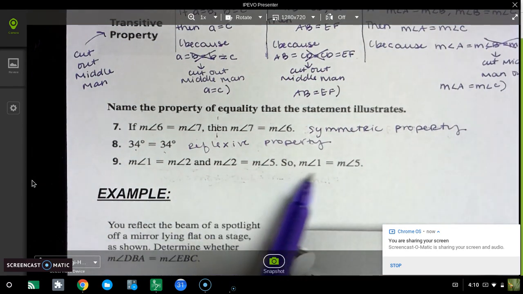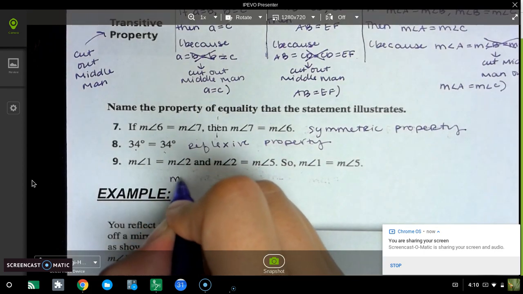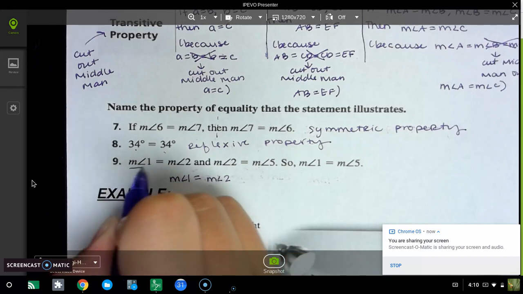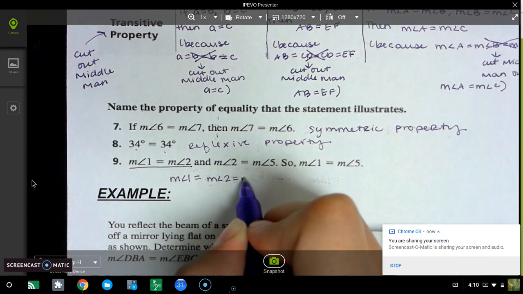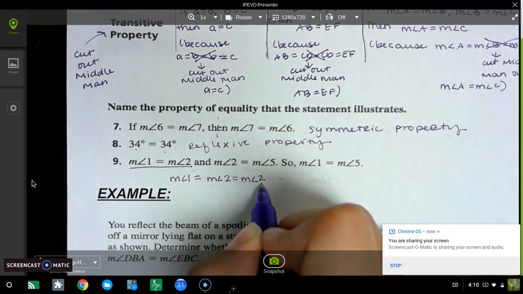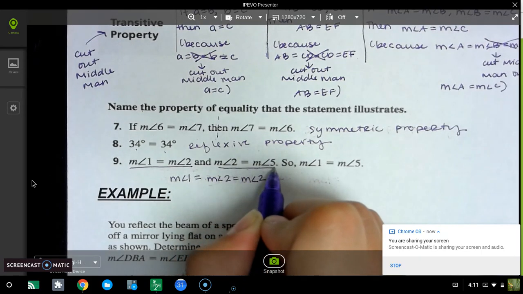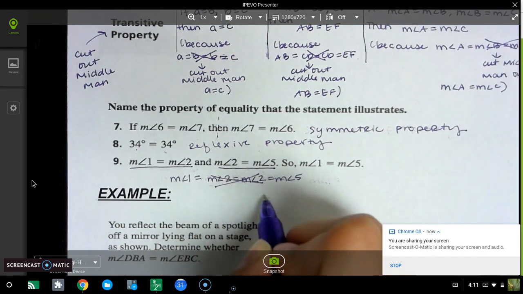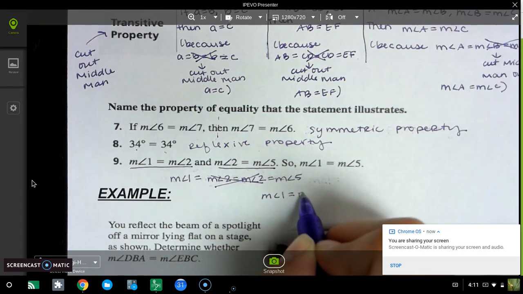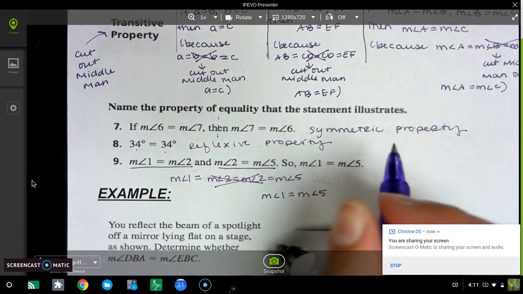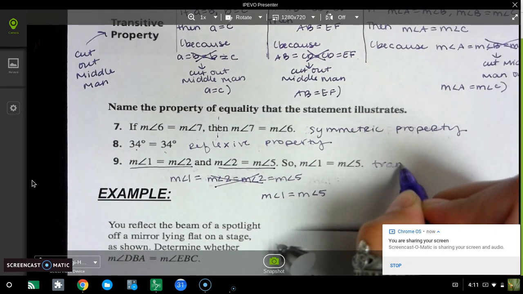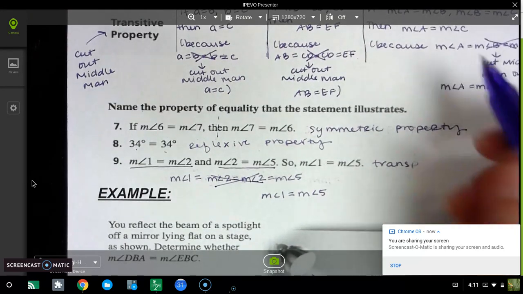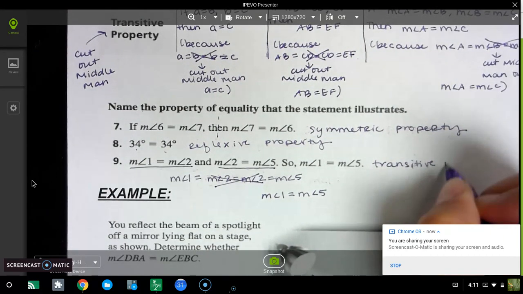And we know this one is transitive because if I know measure of angle 1 equals measure of angle 2, that was just this guy right here. But I also know measure of angle 2 equals measure of angle 5. I cut my middleman out and I get measure of angle 1 equals measure of angle 5. So this is my transitive property of equality. Started to write property. Transitive property.